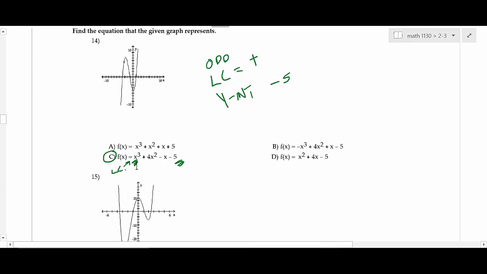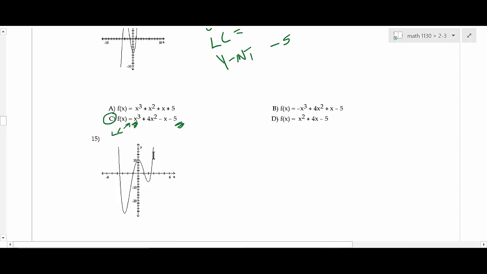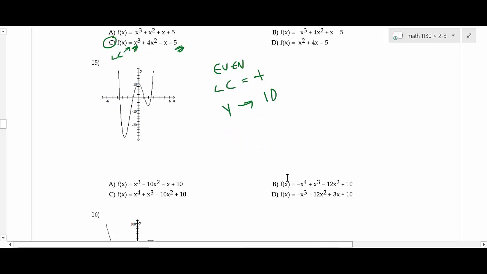Okay. All right. Okay. 15. Tell me if it's even or odd. And I'm not talking about even odd function. Even degree, odd degree. What is it? Okay, it's even degree. Is the leading coefficient positive or negative? Positive. Okay, what's the y-intercept? 10. Okay. 10. Is it 10? Oh, I'm looking at the wrong thing. I'm looking at the wrong choices. Okay. So let's see. What does that look like that would be?